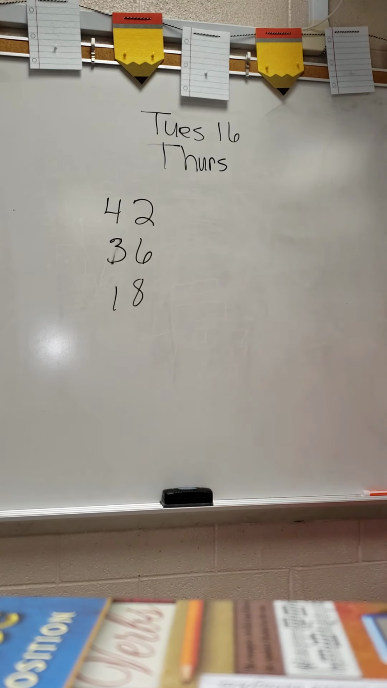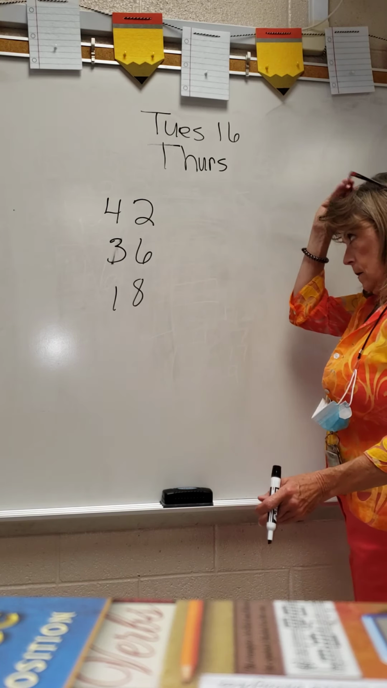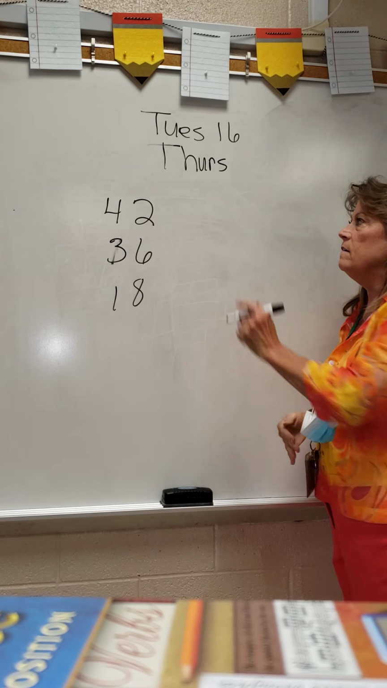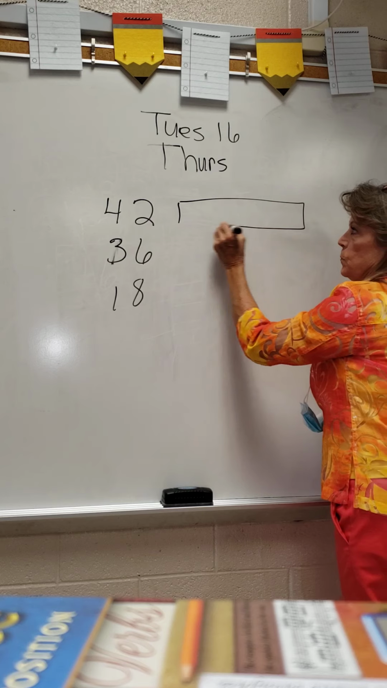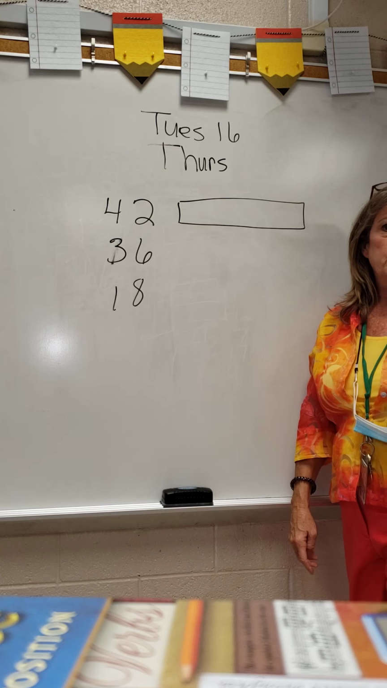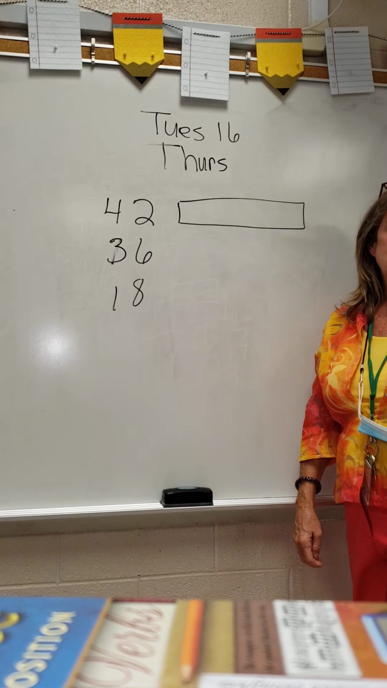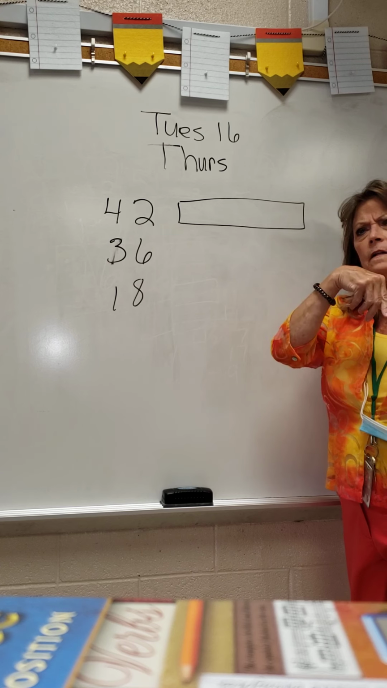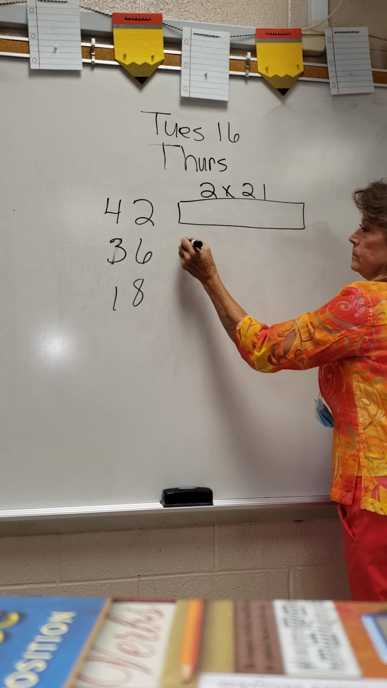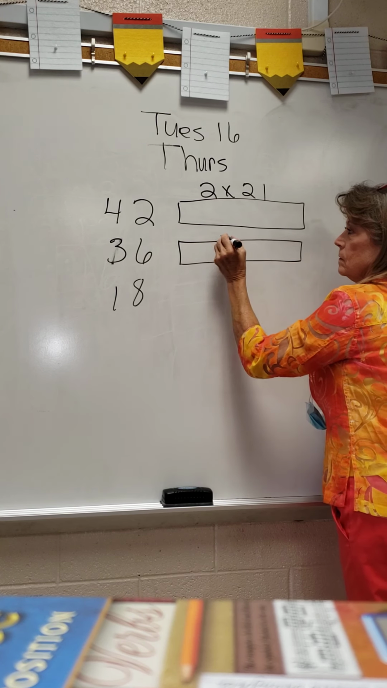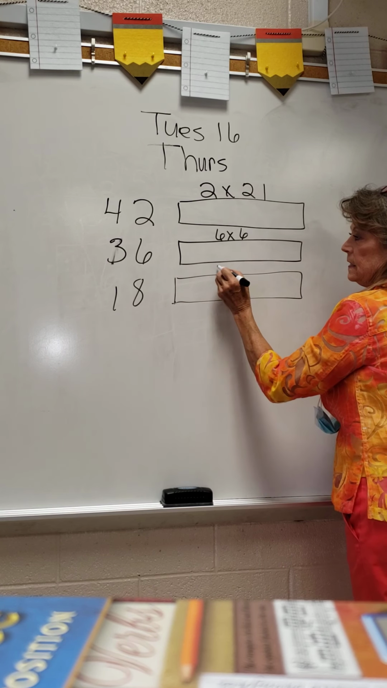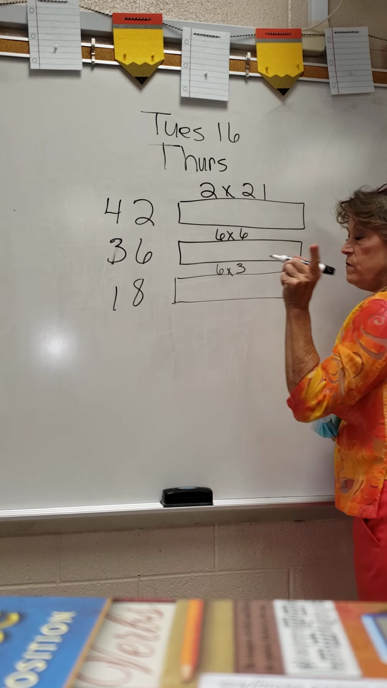Can you do this with the F? If I just do this, can you pretend it's an F? What times what will give me 42? 2 times 21. All right. What times what will give me 36? 6 times 6. What times what will give me 18? 6 times 3. Or 9 times 2. Either one will give you the same answer, remember.